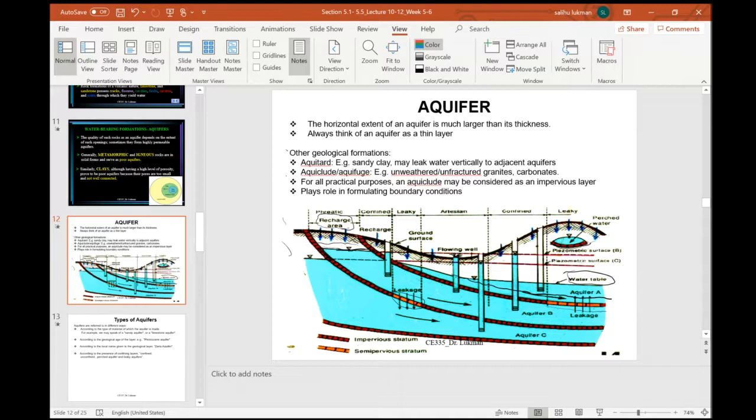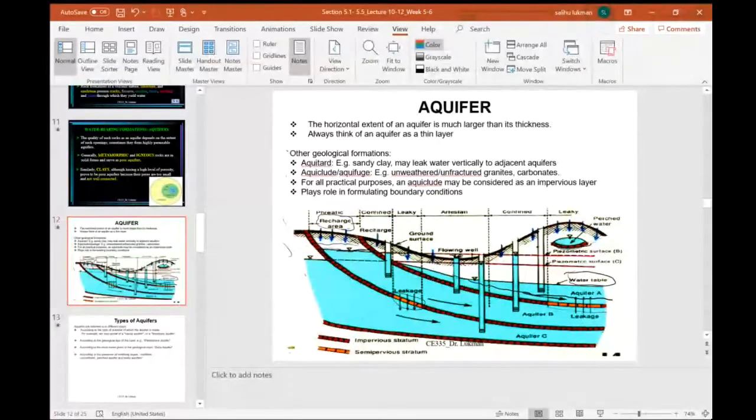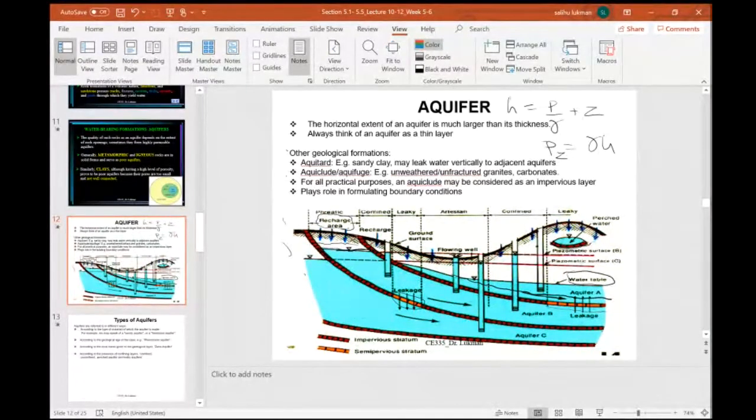You remember in fluid mechanics, we discussed piezometric head and piezometric pressure, where we said the piezometric head is given by P over gamma plus z, elevation head plus pressure head. So this is the piezometric head. And the piezometric pressure, P subscript z, is simply gamma times the piezometric head. So these wells could serve like piezometers.